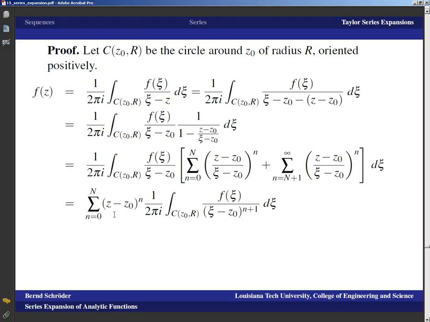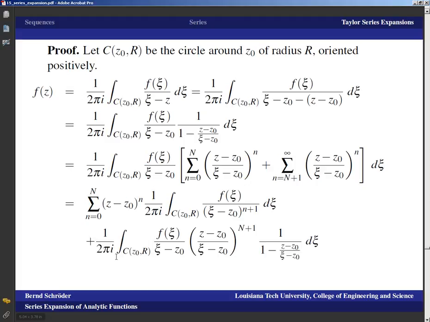And that is the sum n equals 0 to capital N of (z minus z0) to the n, times 1 over 2 pi i, the integral of f of c divided by (c minus c0) to the n plus 1. That's just the first sum where we pulled out the (z minus c0) to the n to come here, and the (c minus c0) to the n with the c minus c0 here becomes (c minus c0) to the n plus 1. And then we have, in addition to that, 1 over 2 pi i, f of c divided by c minus c0. That's just kept as is.